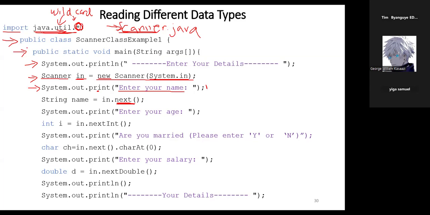One of them, between nextLine and next, when I enter George William like this, will only pick George, whereas the other one will pick George William. So you will test when I post this today. When you're testing, go ahead and see which one picks only George, and which one picks George William.